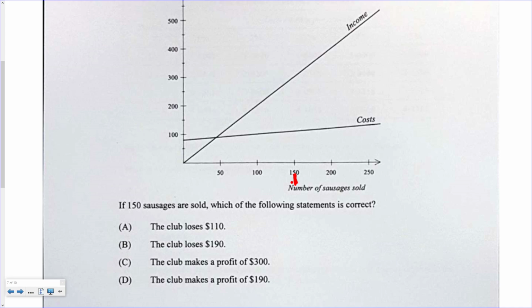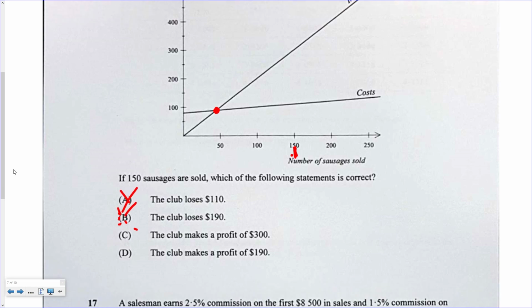First of all, if the club is losing $110, well, at this point, by the time it gets to here, this is the break-even point, and then if you remember, anything to the right of that, we see that the income is greater than costs. So straight away, that means we're going to be making a profit, not a loss. So it can't be that. Straight away, we're going to cross out 2 incorrect ones.